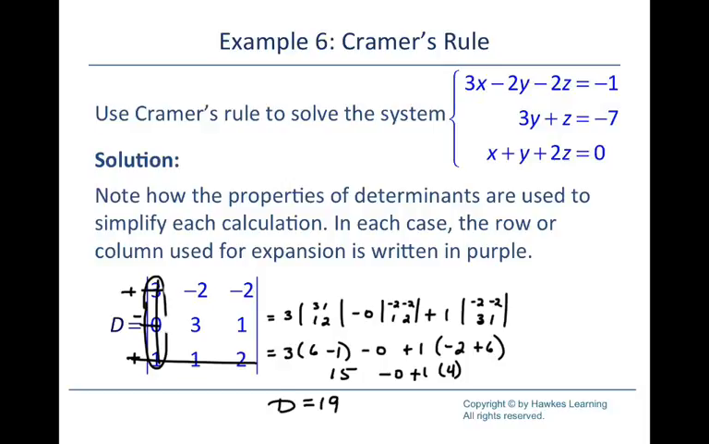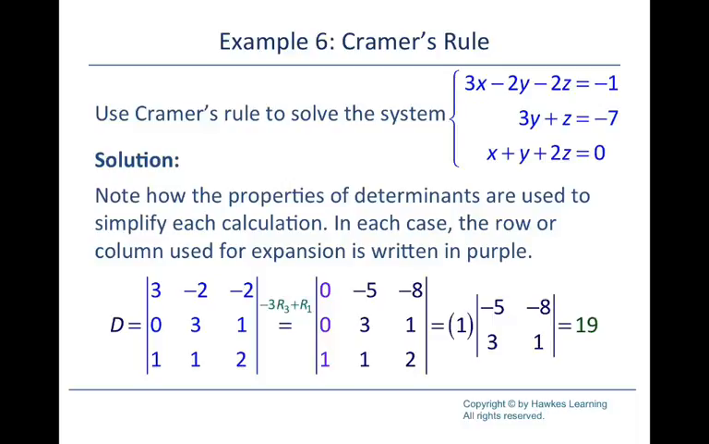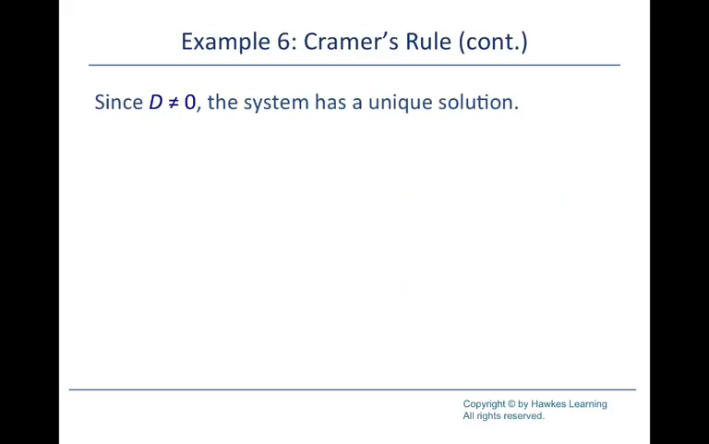Okay? Now we need to find dx, dy, and dz. And remember, what we're going to do for dx is you're going to take these numbers in the answer column and put them in the x column. For dy, you'll put those numbers in the y column, and for dz, you'll put them in the z column. So let's move on to the next slide and show how to find dx using this. This is using row operations, but we're going to use just minors and cofactors.